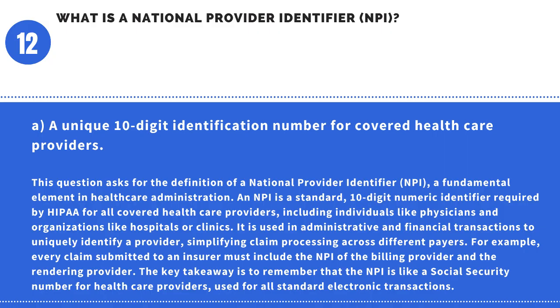It is used in administrative and financial transactions to uniquely identify a provider, simplifying claim processing across different payers. For example, every claim submitted to an insurer must include the NPI of the billing provider and the rendering provider. The key takeaway is to remember that the NPI is like a social security number for healthcare providers, used for all standard electronic transactions.